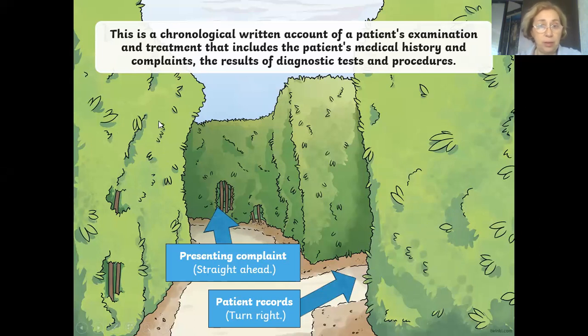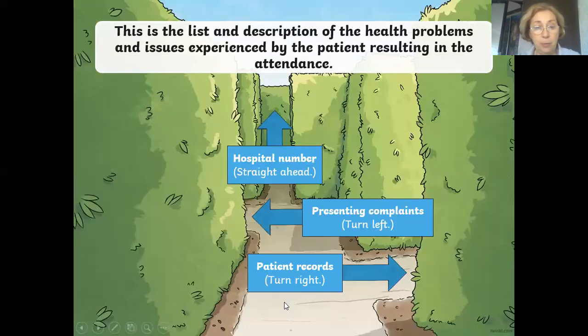The next, well, definition. This is a chronological written account of a patient's examination and treatment that includes the patient's medical history and complaints, the results of diagnostic tests and procedures. Is it presenting complaint or patient records? Lena? Patient records. Okay, we should turn left, yes.